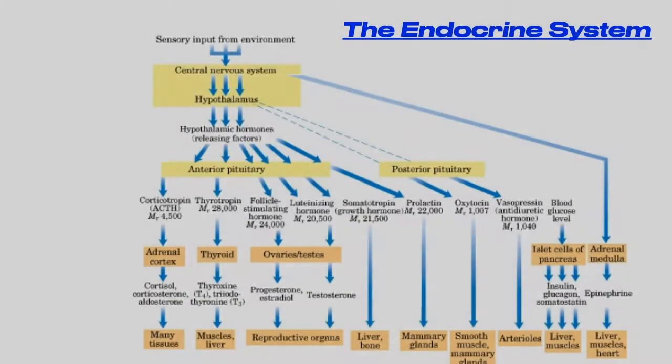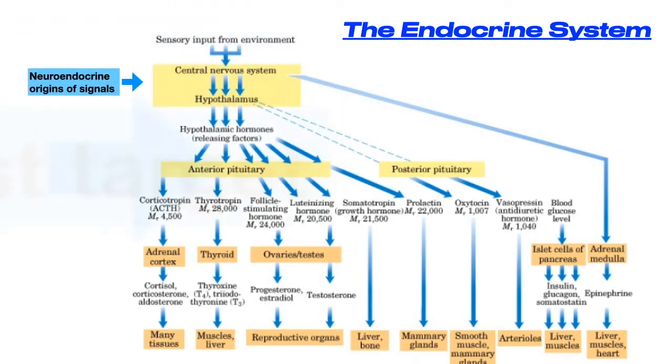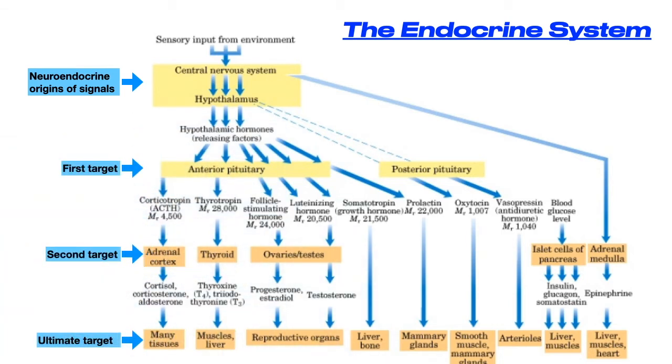This is a map showing the organization of the endocrine system. You can distinguish different levels in a kind of pyramid. On top we have the central nervous system with the hypothalamus that connects with the pituitary gland in what is known as the hypothalamus-pituitary axis.